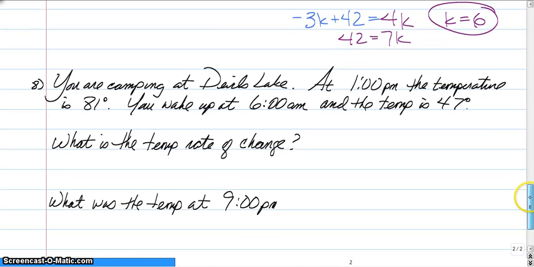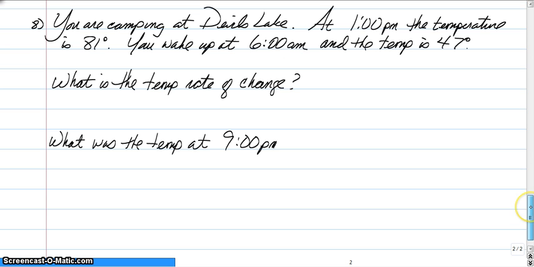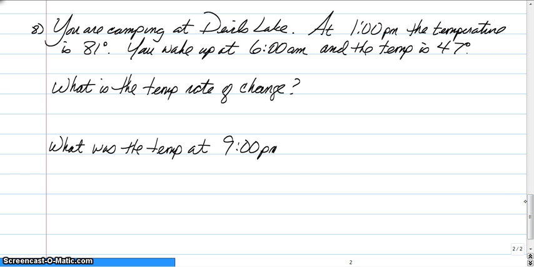Alrighty, and finally, number 8. It's another application type problem. Why don't you pause the video and try this one on your own. Okay, so this is similar to the driving in Italy problem. Let's see if you were able to handle this.